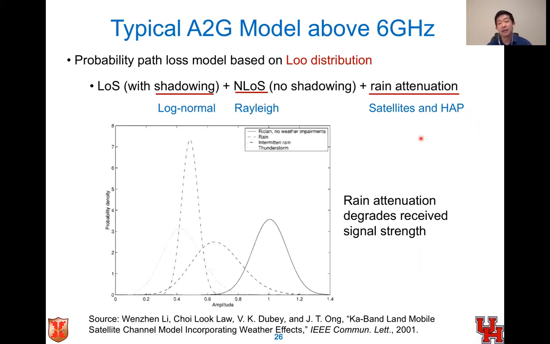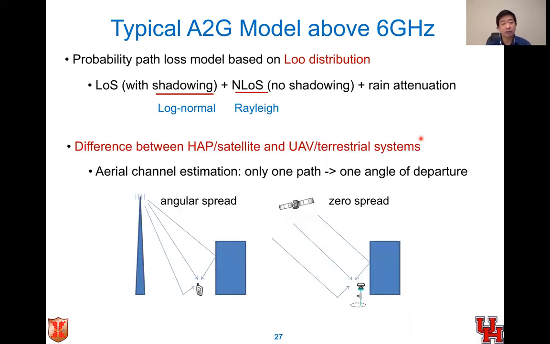And for satellite, the rain attenuation will indeed have dozens of dB of difference. Also, there's a difference in angle spread. For satellite, you only have one path, one direction. Well, for this kind of angle spread, for terrestrial, you will have a difference.